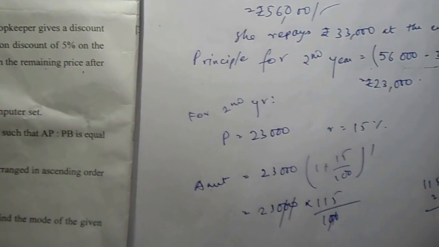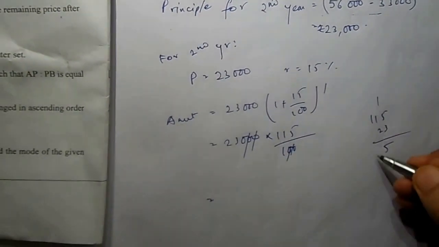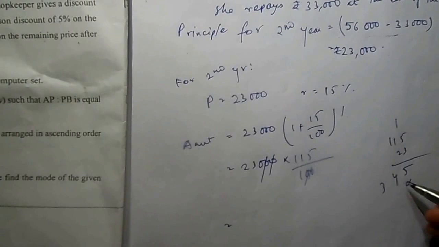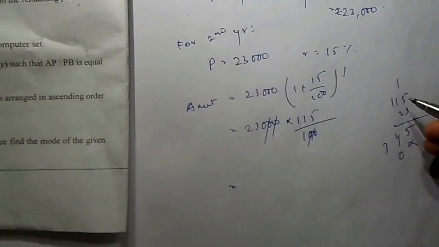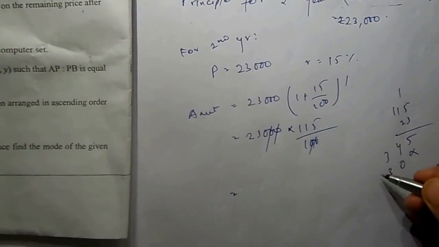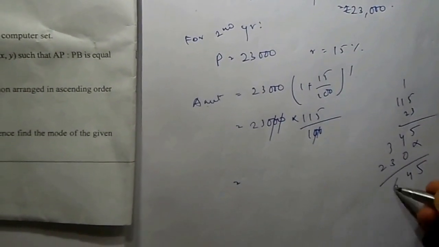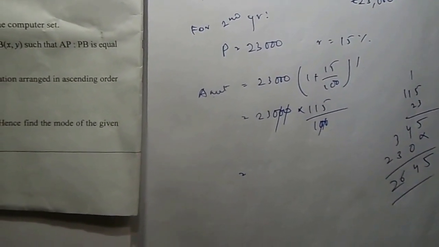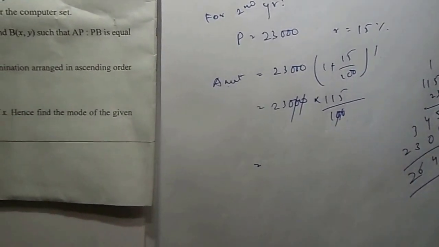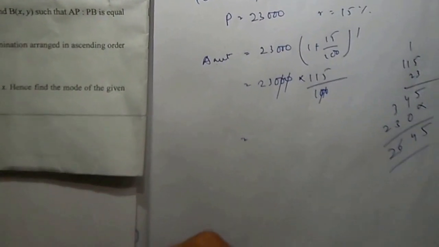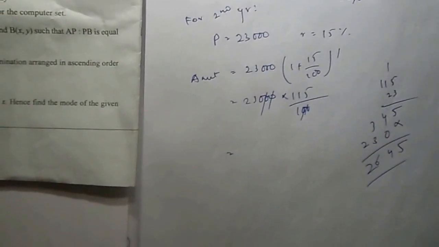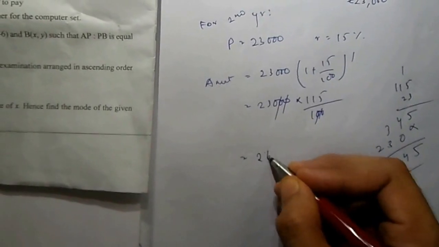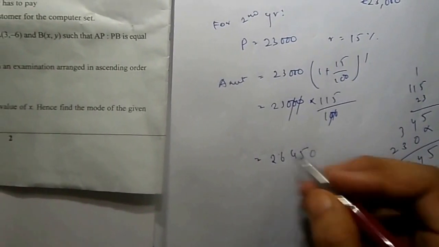115 into 23. 5 3s are 15, 3 1s are 3, 1 4. 3 3s are 9, 3 1s are 3, 2 5s are 10, 1 carry, 2 1s are 2, plus 1 is 3, 2 1s are 2, 5 4 6 2. I guess that is correct. I guess that is not correct. I guess okay, that is correct. That is correct. 2 6 4 5 and 0.